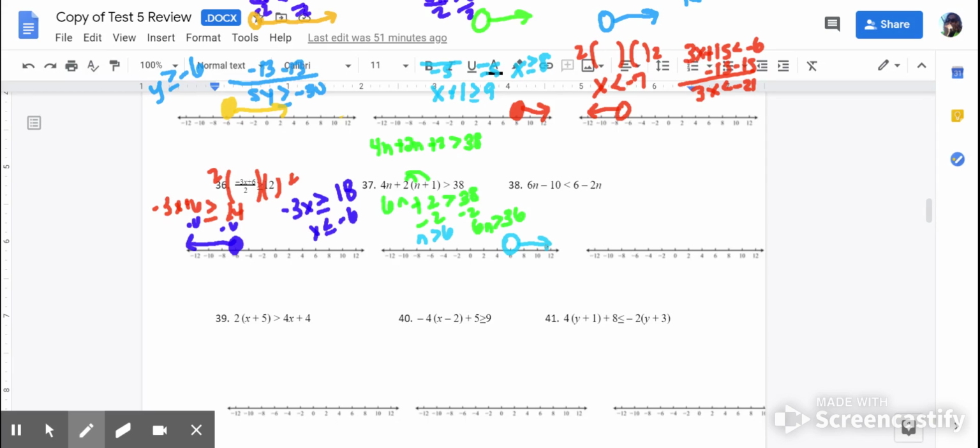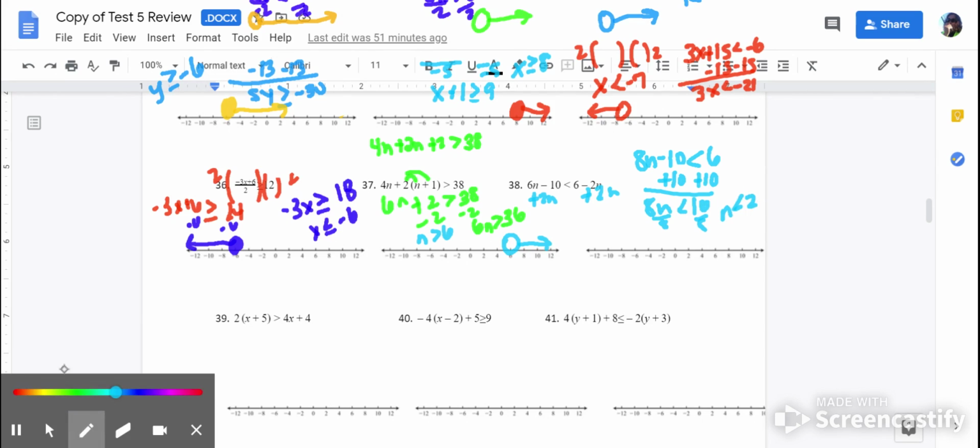For 38, we want to combine like terms, so I'm going to add 2n to each side, which I'll get 8n minus 10 is less than 6. And add 10 to each side, so I'll have 8n is less than 16. Divide each side by 8, n will be less than 2. So when I graph, come out to positive 2, the open circle, because it is not equal to, it goes to the left.